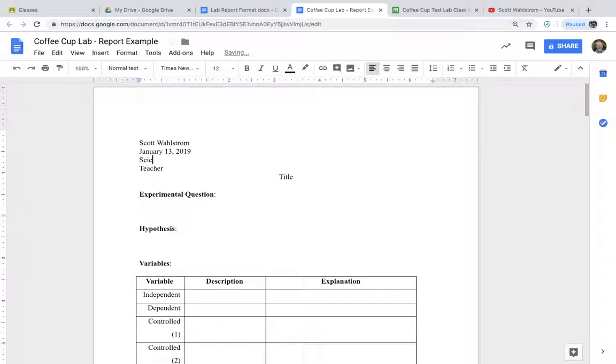Class could be science, and of course the teacher would be Mr. Wallstrom. A little strange that I'm in my own class, but I think you get the idea.